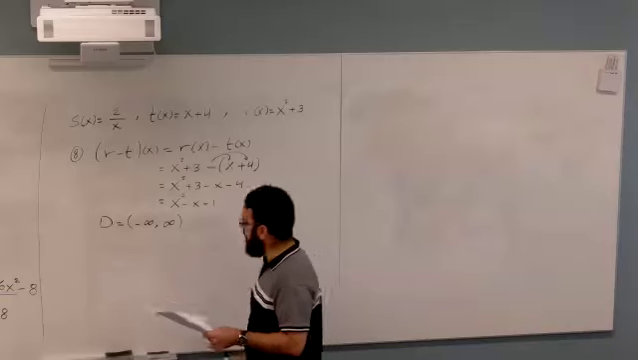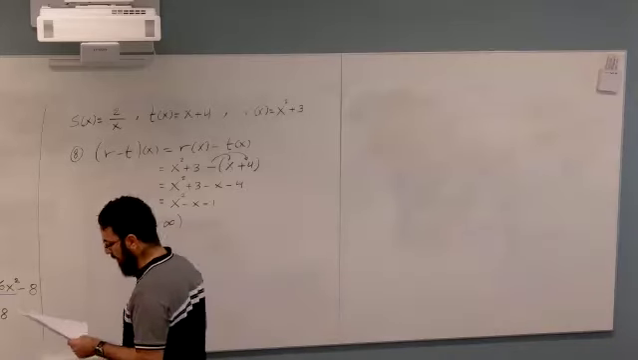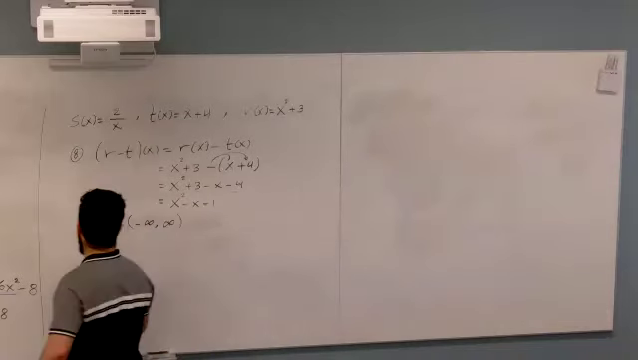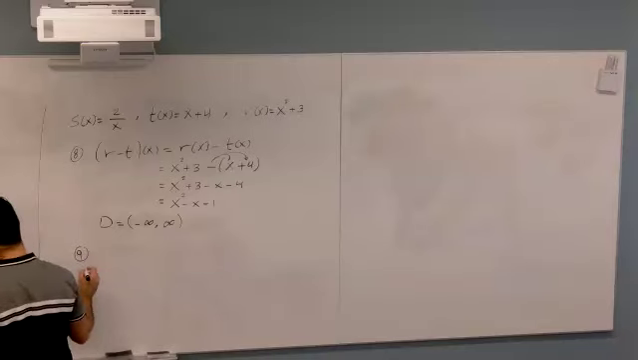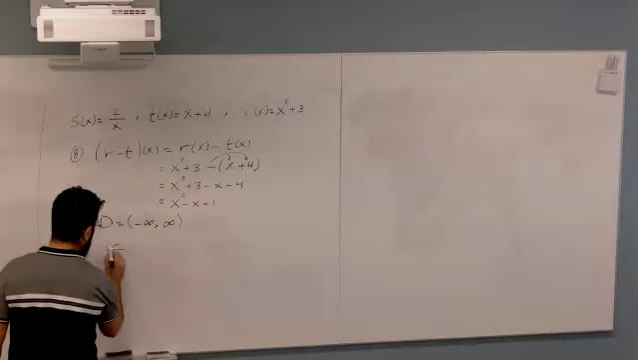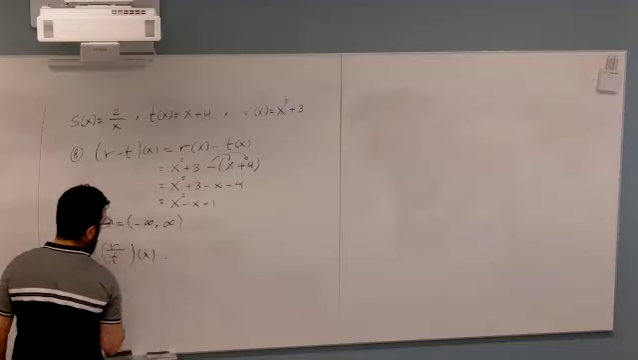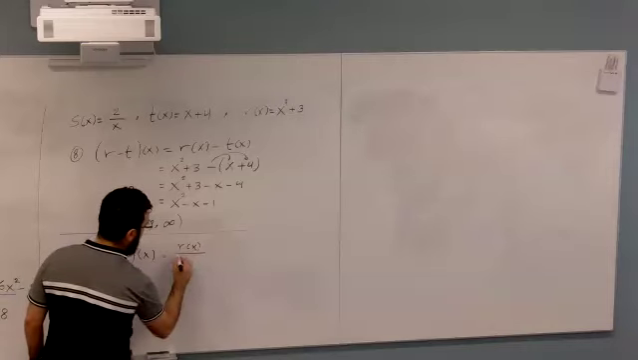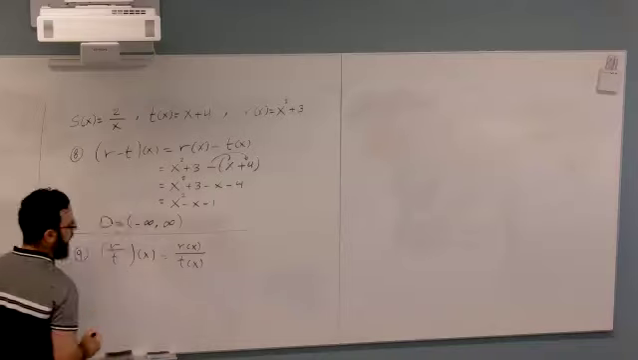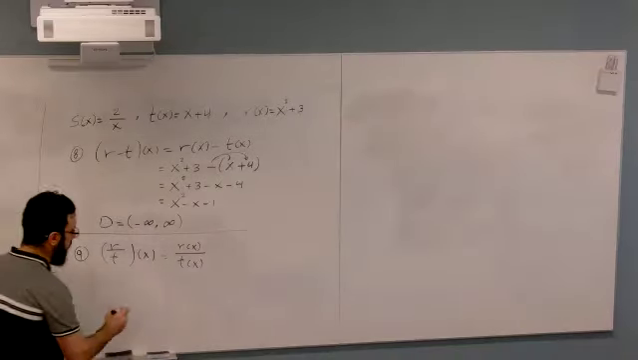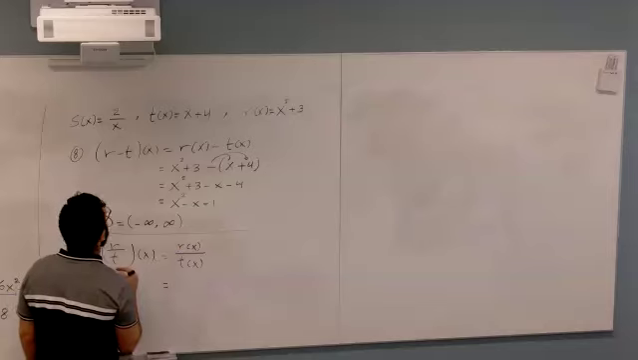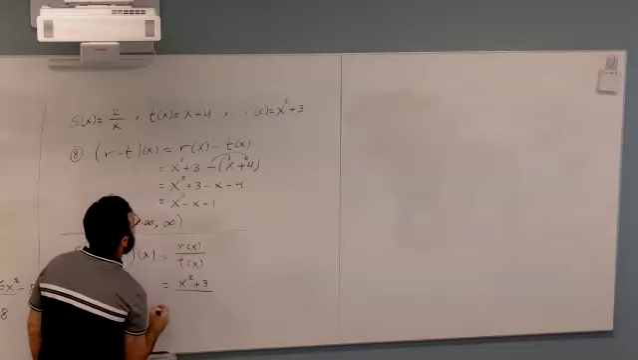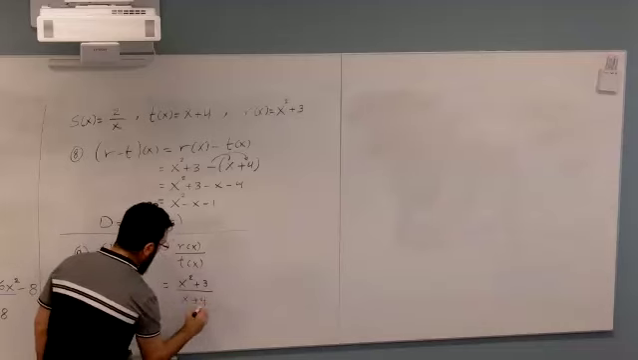Number 9 is the definition, right? Number 9, they ask you R over T of x, which is equal to what? R of x divided by T of x. So I'm just going to write down R of x, which is x squared plus 3, divided by T of x, which is x plus 4.